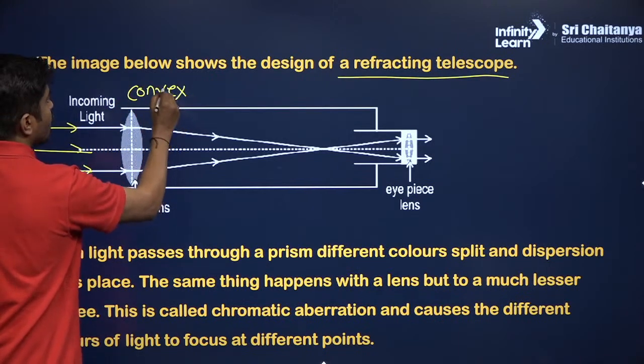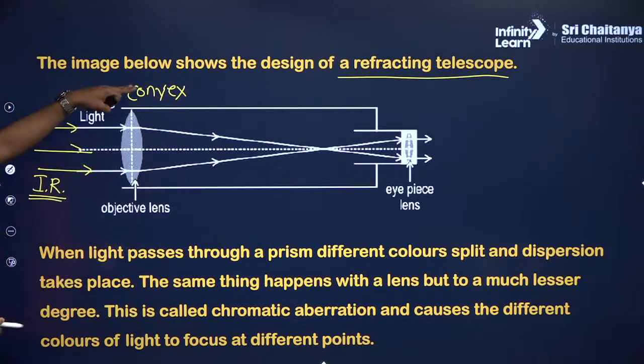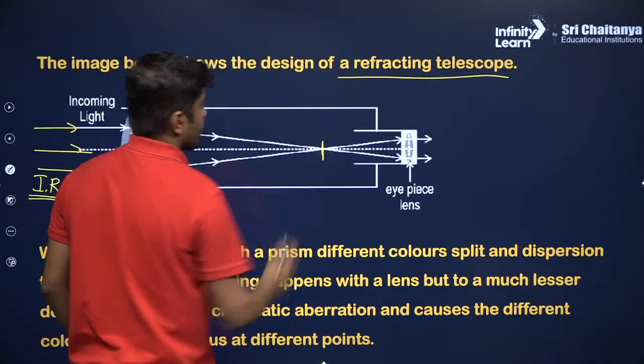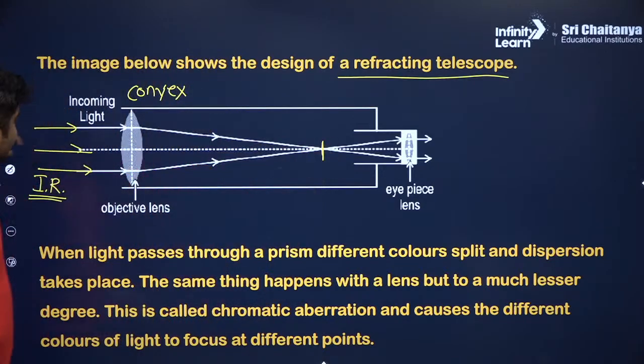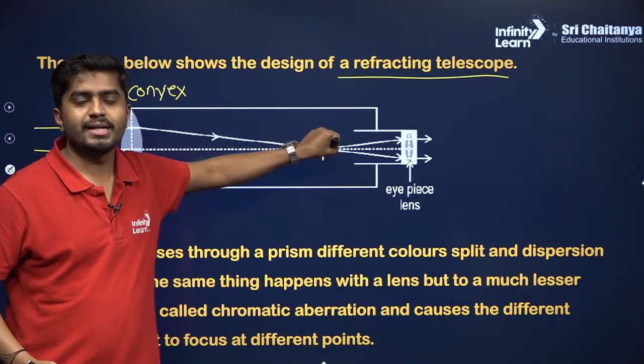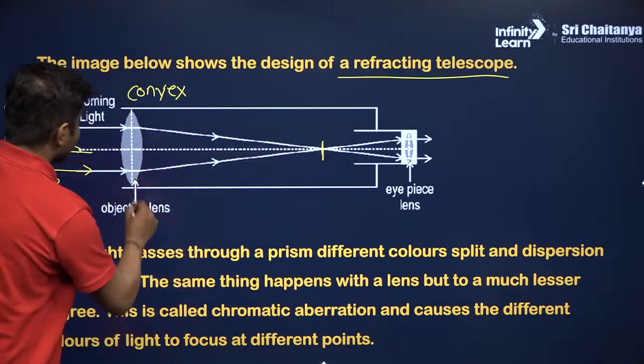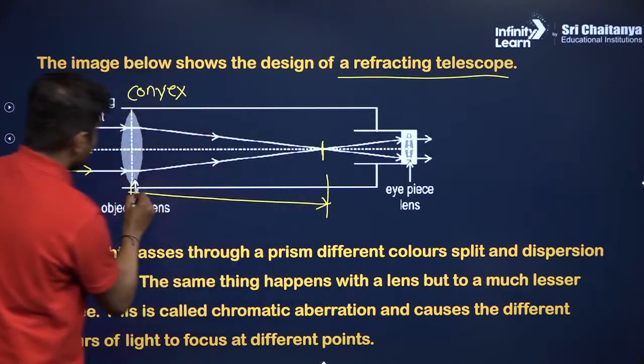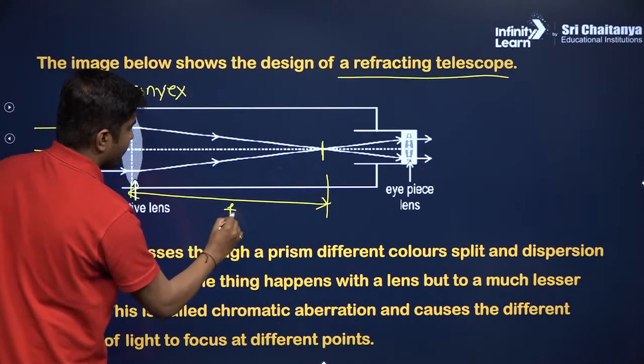So this is a convex lens. Convex lens is nothing but converging. So these rays, which are incident rays, converge at a point. Right? So what is this length here? This length here is the focal length, F1.